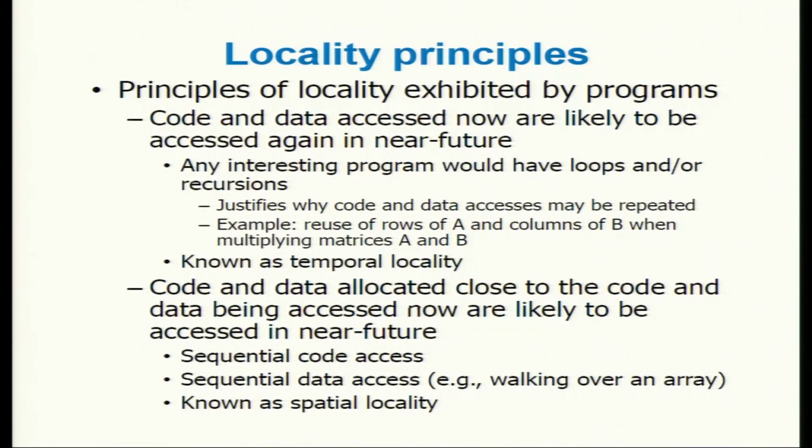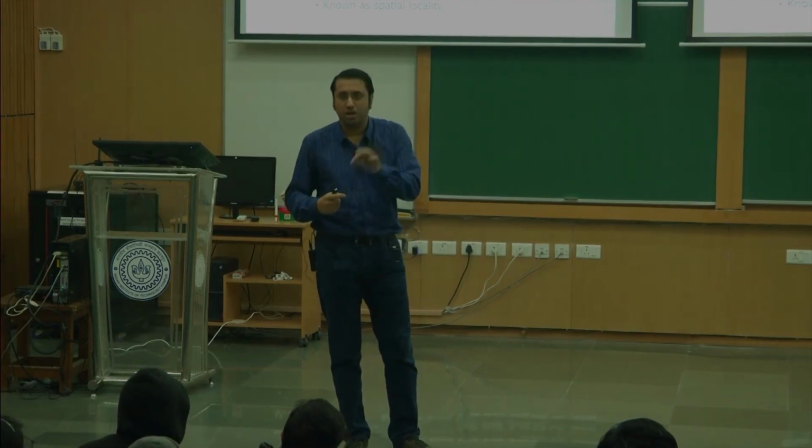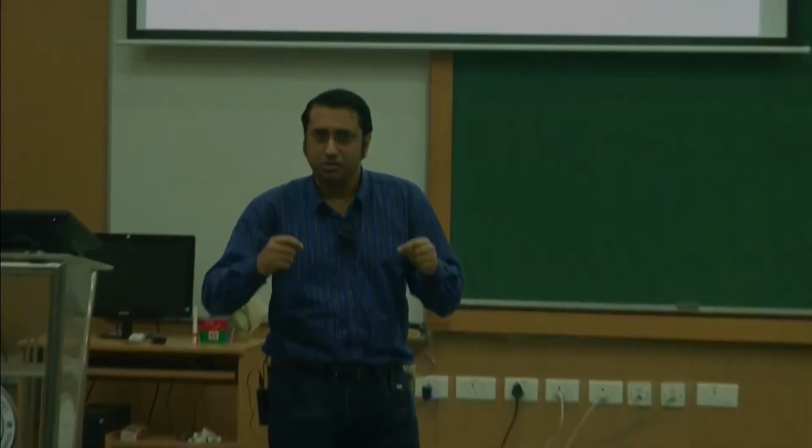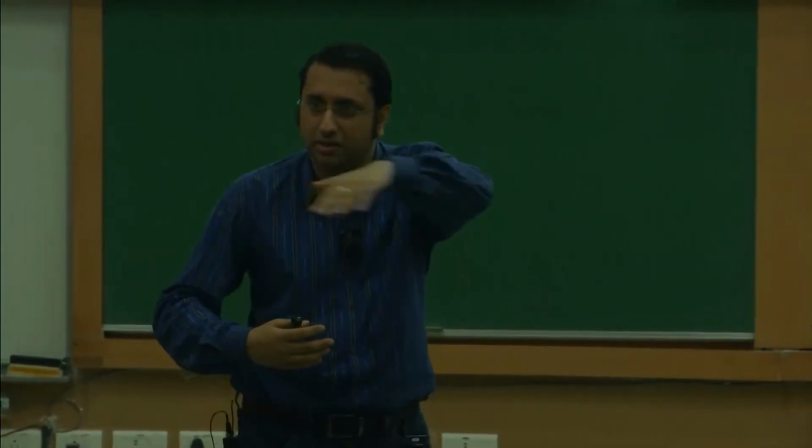The second type of locality is that code and data allocated close to the code and data being accessed now are likely to be accessed in the near future. What does it mean? Let's say I'm working on a particular vector, and let's say I'm working on the ith element of the vector. It's highly likely that I'll require an element close to the ith element. It may not be i plus 1 or i minus 1, but maybe close to that. So that's the typical nature of computation, that we have a locality around the element that we are currently working on.